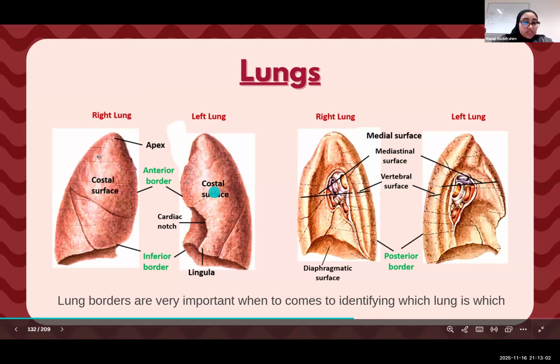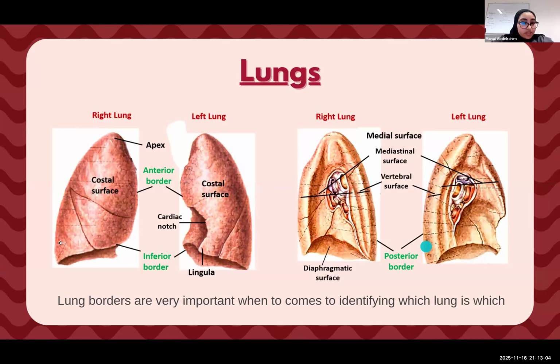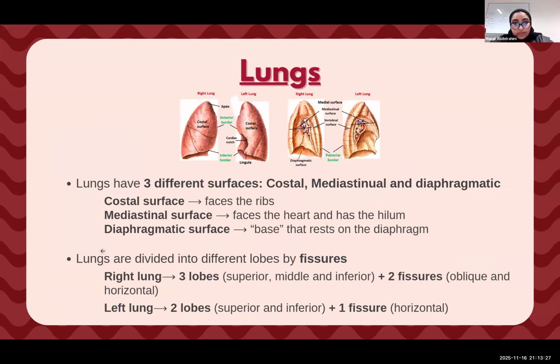In the right lung, we said that we have 3 lobes: the superior lobe, middle lobe, inferior lobe. For the left, we have 2 lobes. These lobes are divided by these lines here, and these lines are called fissures. We'll talk about it in a minute. The right lung, 3 lobes, and 2 fissures dividing them. Left lung, 2 lobes, 1 fissure, because with 2 lobes, there's 1 line dividing the 2.